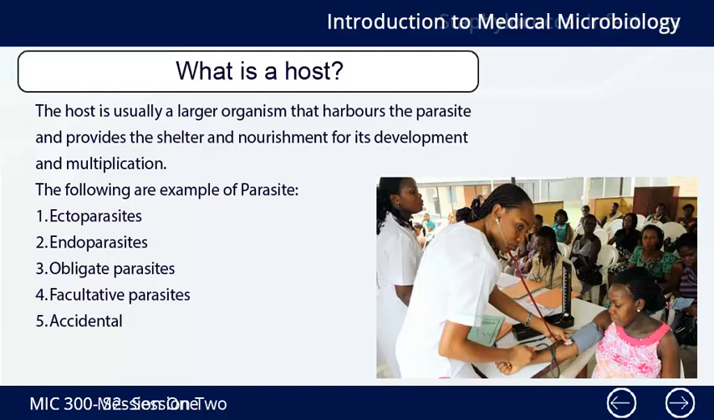Number 4, facultative parasites. They are free-living since they can survive outside the host, but they can obtain their nutrients from the host also. Examples are Naegleria and Acanthamoeba. Number 5, accidental parasites. This is when a parasite attacks an unusual host, e.g., Toxocara canis and Toxocara cati.